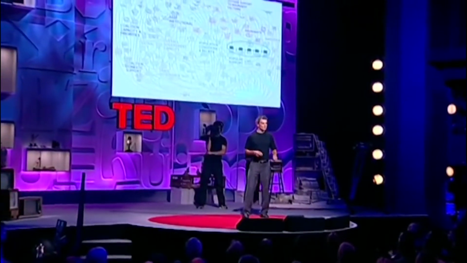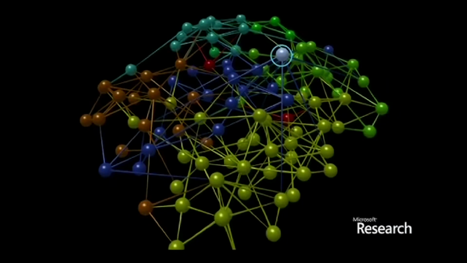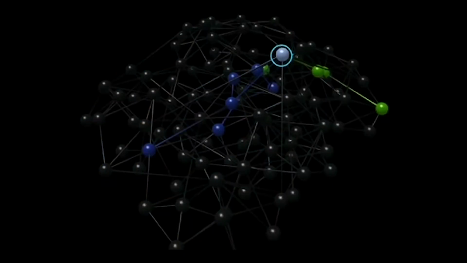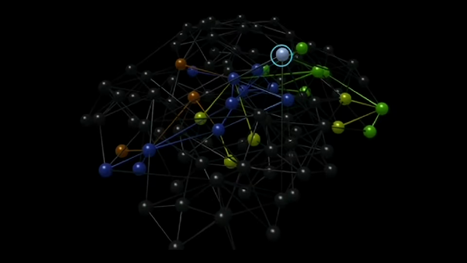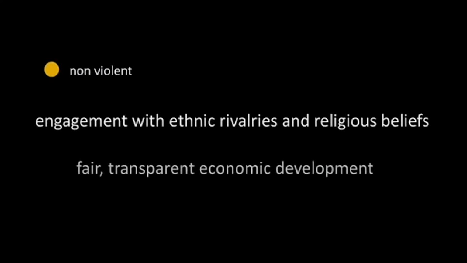So let's do it. So here you go, for the first time ever, a world premiere view of this spaghetti diagram as an ordered network. The circled node is the one we're trying to influence, popular support for the government. And so now we can look 1 degree, 2 degrees, 3 degrees away from that node and eliminate like 3/4 of the diagram outside that sphere of influence. Within that sphere, most of those nodes are not actionable, like the harshness of the terrain, and a very small minority are actual military actions. Most are nonviolent, and they fall into 2 broad categories: active engagement with ethnic rivalries and religious beliefs, and fair, transparent economic development and provisioning of services.